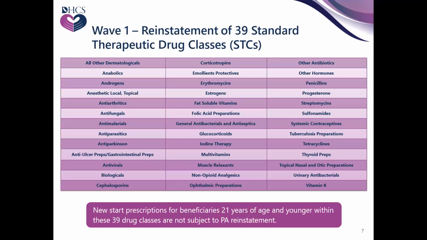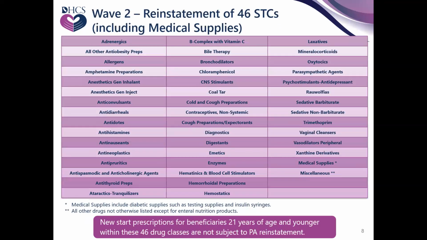This slide lists the 39 STCs that were reinstated during Phase 2, Wave 1. We would like to note that PA requirements for these STCs only apply to New Start prescriptions for beneficiaries 22 years and older. This slide lists the 46 STCs, including medical supplies such as diabetic supplies and insulin syringes, which were reinstated during Wave 2. As with Phase 2, Wave 1, PA requirements for these STCs only apply to New Start prescriptions for beneficiaries 22 years and older.